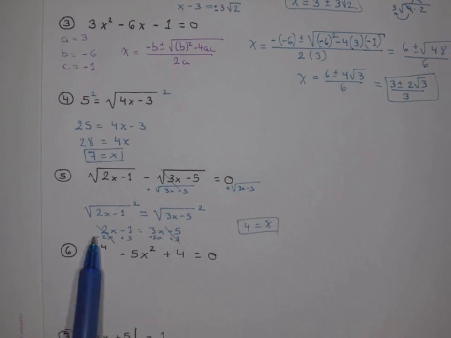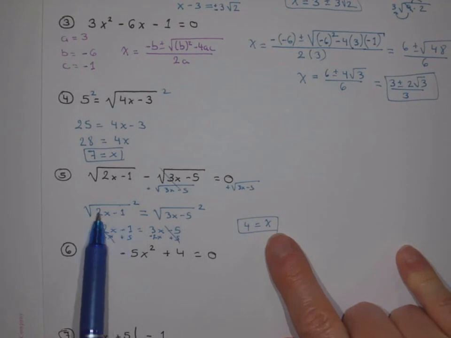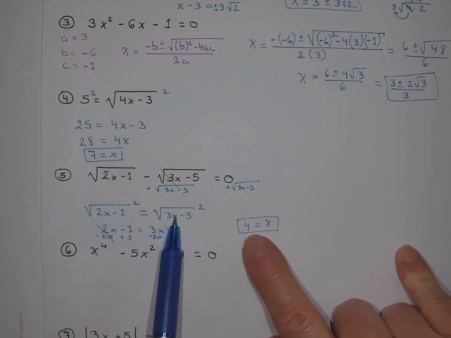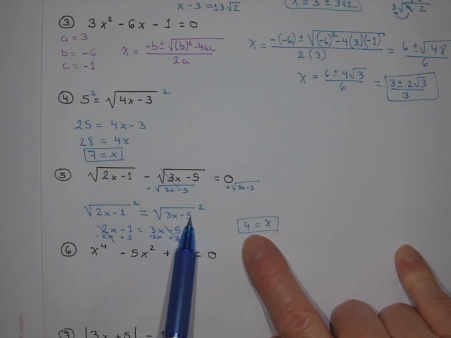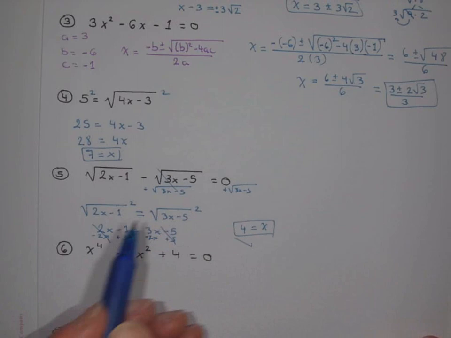And when we're checking, 2 times 4 is 8, minus 1 would be 7, so that will be a square root of 7. And then 3 times 4 is 12, and then 12 minus 5 will be 7, that will be a square root of 7 also, so that will work. So this is actually a good solution.